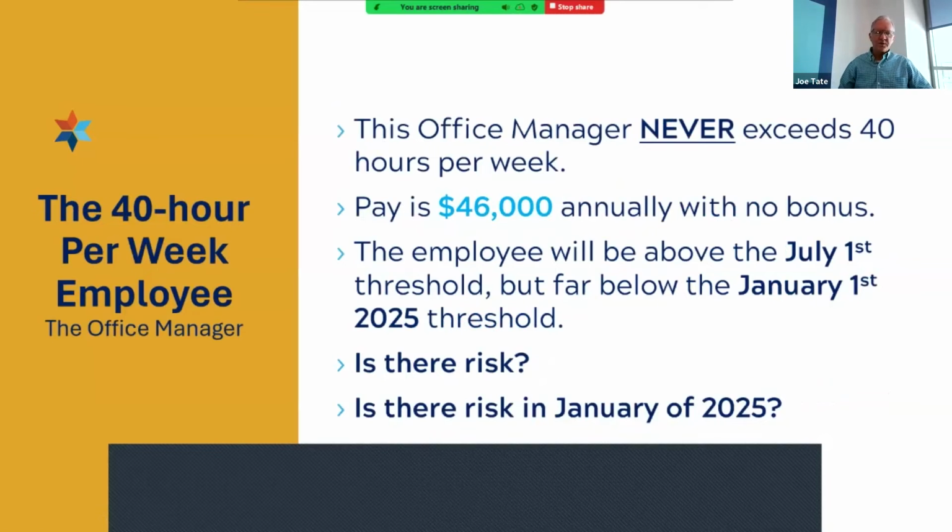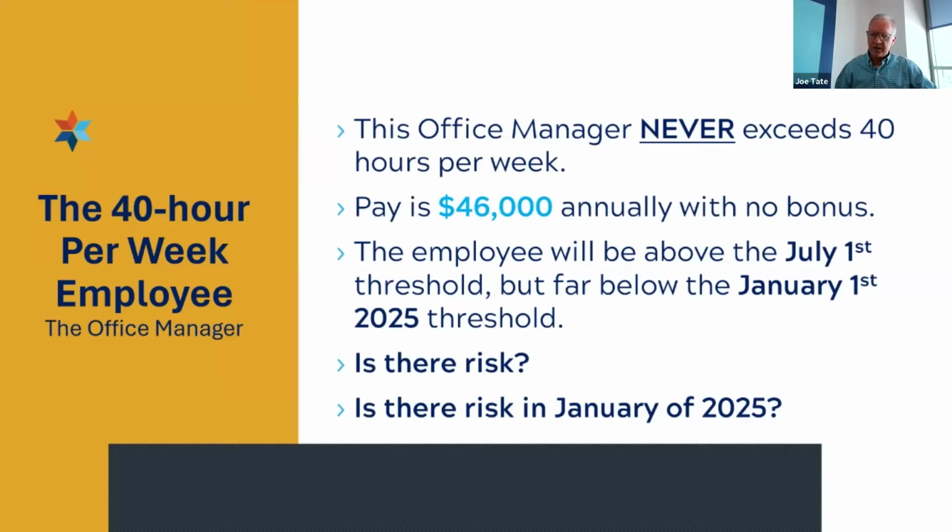Here's another one. This one is just a 40-hour-a-week employee. This is an office manager. And the way their job is set up, they never exceed 40 hours a week. Even though they're being paid salary, they work 40 hours a week, no problem, all the time. It never goes over 40. So let's say their pay is $46,000 annually with no bonus. And they meet the duties test, and they are exempt today, and we don't have to pay them overtime.